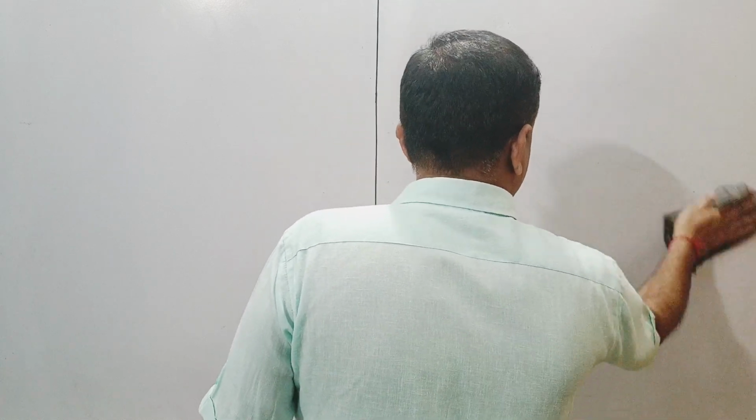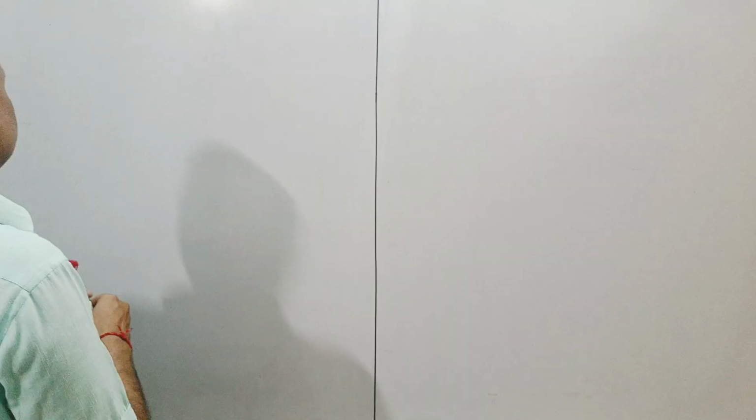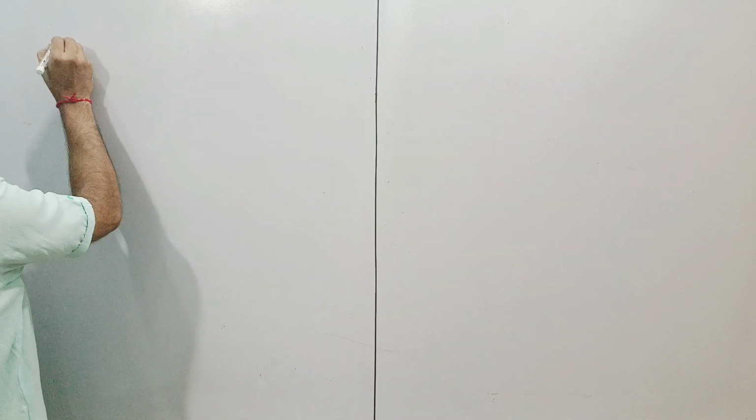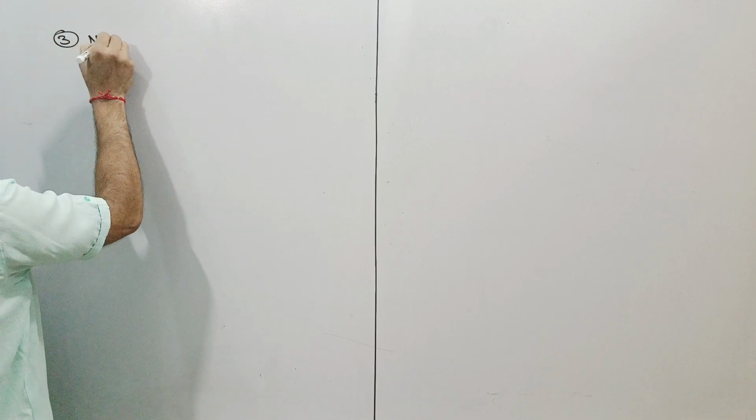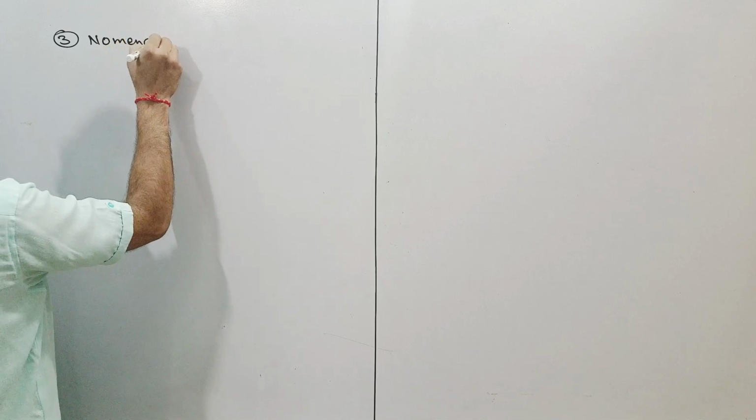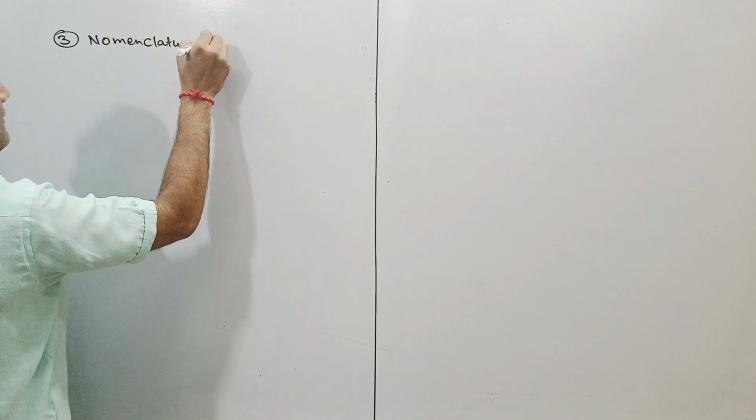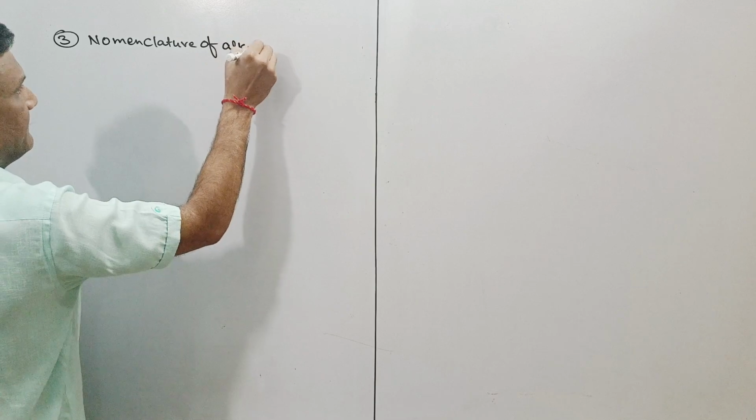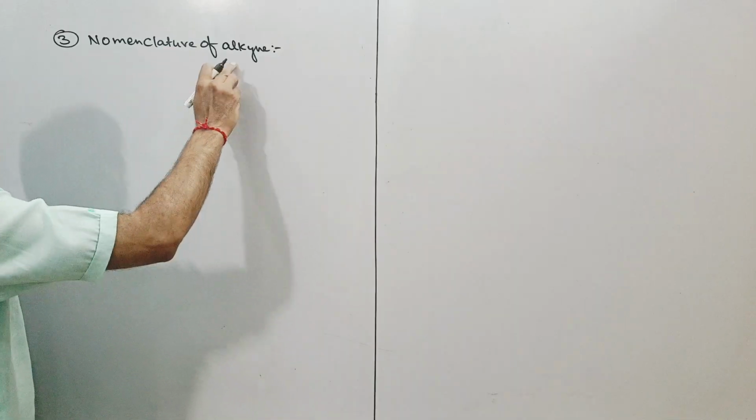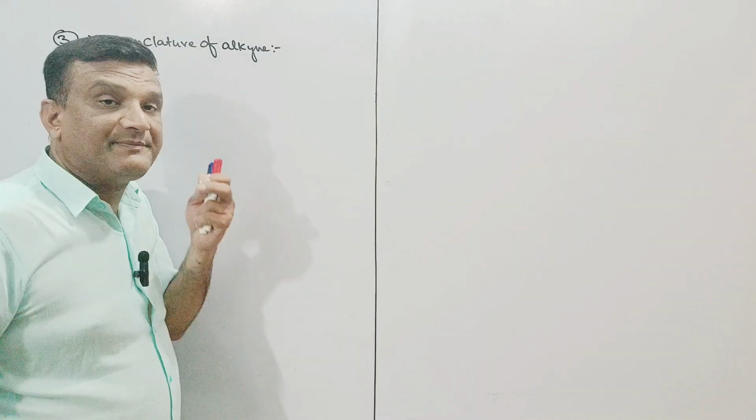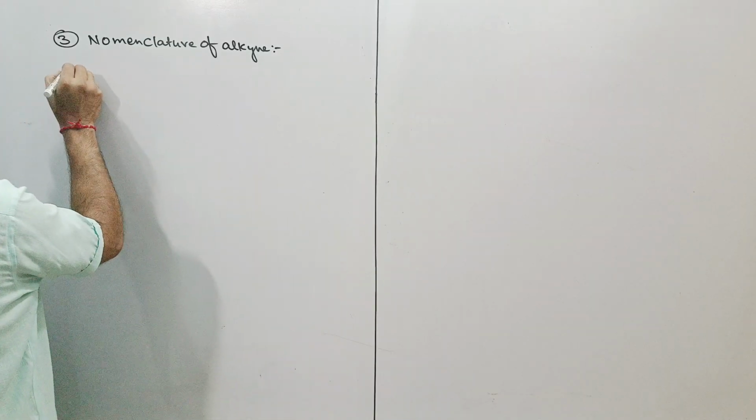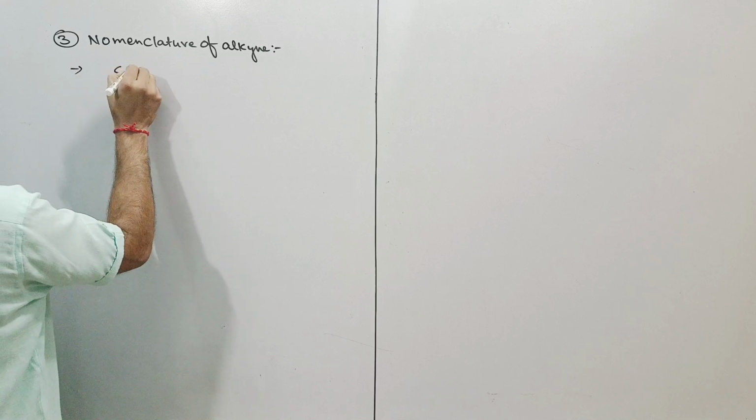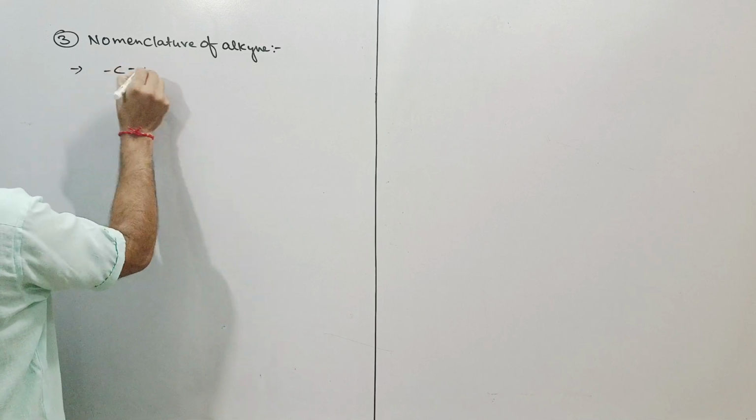Just do the paper pen work, because without doing paper pen work, it's not possible. Unless I am with you, I'll solve all the problems. This is the nomenclature of alkyne. Alk means number of carbon atoms. Yne means triple bond, having at least one triple bond between carbon and carbon. So the first definition is having triple bond between carbon and carbon.